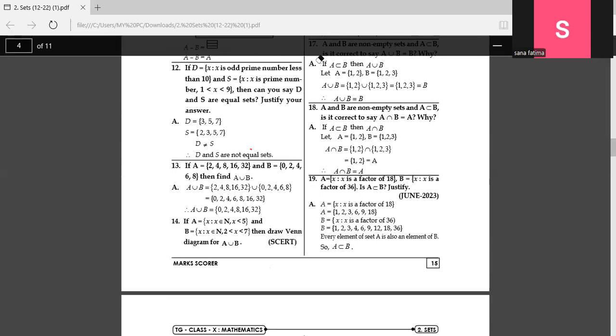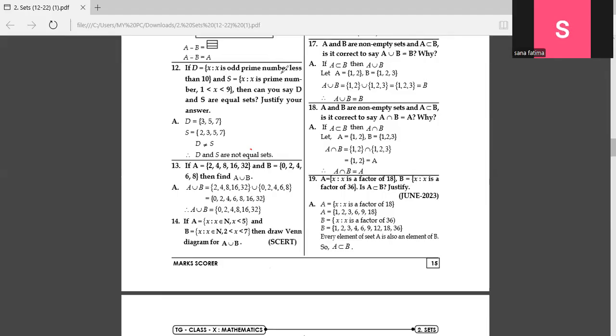So question number 12 here, what is it saying? Question number 12 is saying X is an odd prime less than 10. Prime numbers less than 10 means you have to write down the prime numbers 3, 5, 7. Odd prime numbers, okay, odd prime numbers 3, 5, 7. Prime numbers that lie between. How are you reading this?